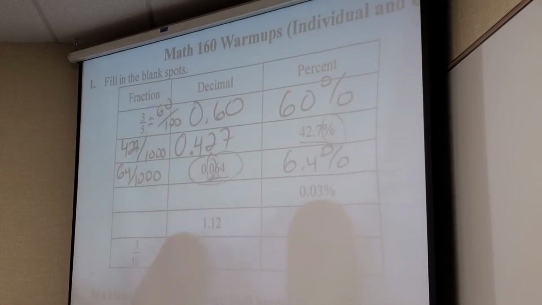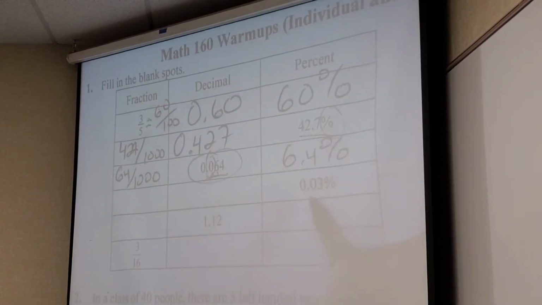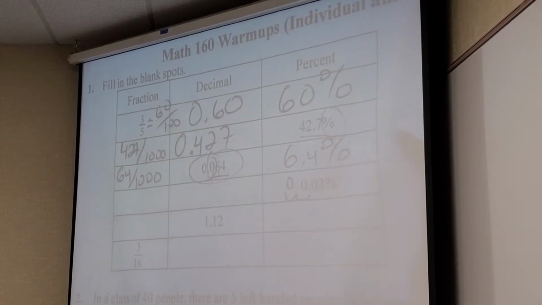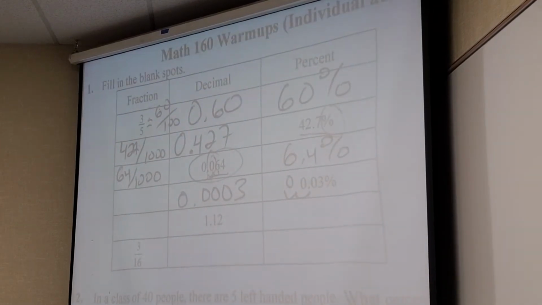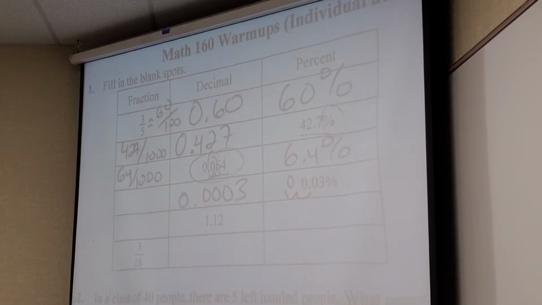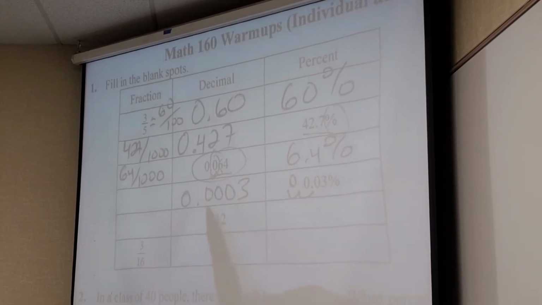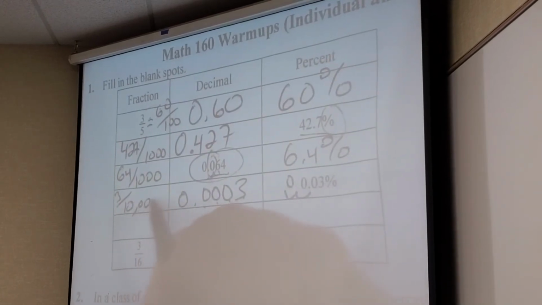Okay, what about this guy? What would he be as a decimal? 0.0000. Yeah, you got to move it once, twice. We got to add another 0 in there. So it'd be 0.0003. And of course, what place is that in? 10,000ths. Yeah. Tenths, hundredths, thousandths, 10,000ths. Definitely sound like it.